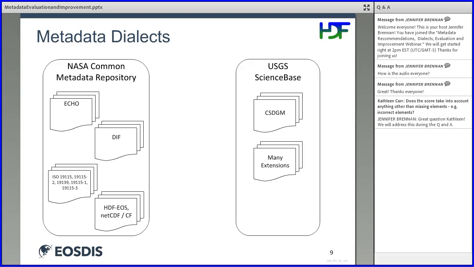I don't know if Sky is here, but Sky was helpful in helping us get that metadata. And in the USGS, in ScienceBase, it's primarily a CSDGM or an FGDC collection. But it turns out we looked at something like 25 different collections of metadata within ScienceBase created by different groups in the USGS, and many of them had extended FGDC. We found that many of them had extended FGDC in various ways.